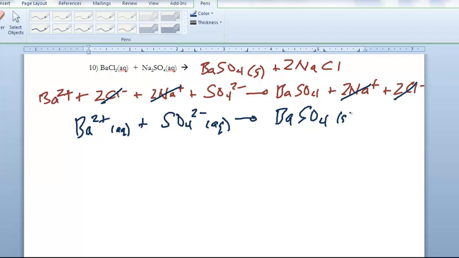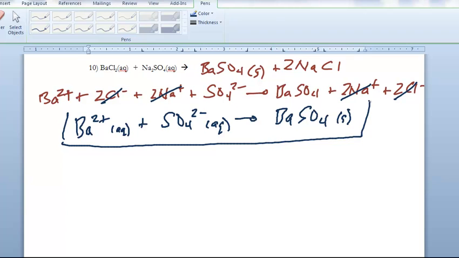And as we said before, the barium and the sulfate ions are more strongly attracted to each other than they are to water molecules, respectively. And so when they bump into each other, they stick together. They'll stay together and then fall out of solution. So there you go. That is the net ionic equation.